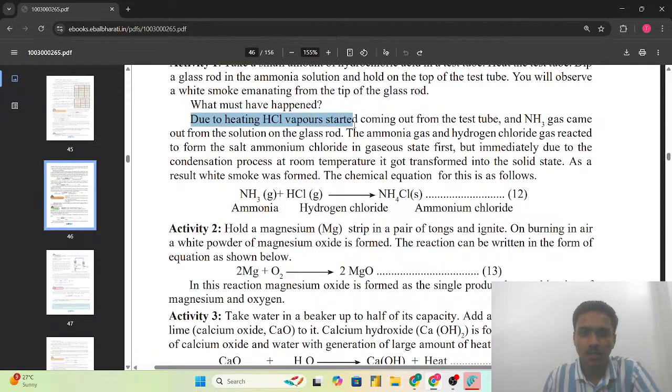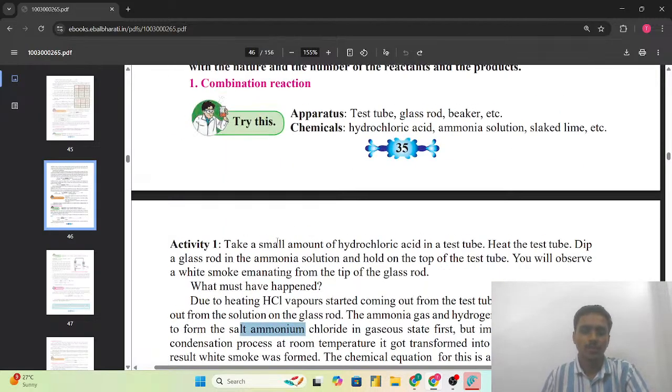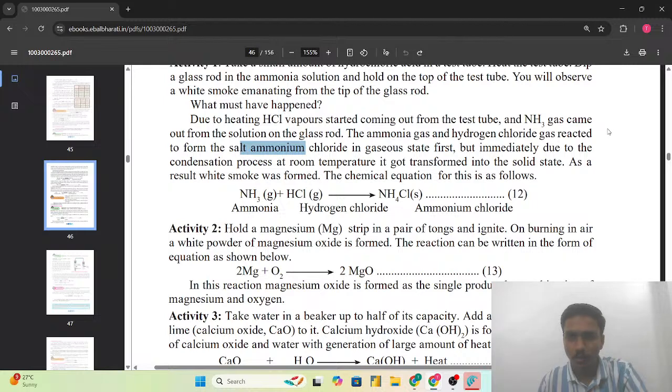So due to heating, HCl vapor started coming out from the test tube, and ammonia, that is NH3 gas, came out from the solution on the glass rod. The ammonia gas and hydrogen chloride gas reacted to form the salt ammonium chloride. तो यहाँ पर जो एक्सपेरिमेंट दिया है, सो वो परफॉर्म करने के बाद हमें अमोनिया गैस एक प्रोडक्ट मिल रहा है जो कि ग्लास रॉड पे। And ammonia gas when reacted with the hydrogen chloride, there is a formation of the salt ammonium chloride in the gaseous state first, but immediately due to the condensation process at room temperature, it got transformed into the solid state. As a result, white smoke was formed.